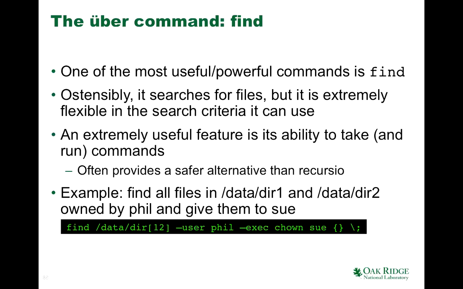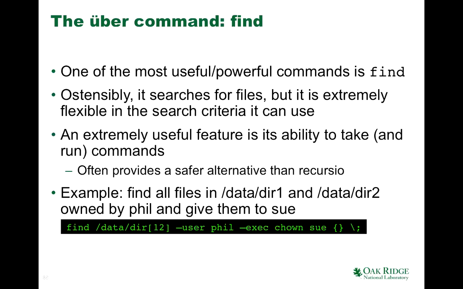So we have some directories, in this example a couple of directories, /data/dir1 and /data/dir2. These contain many different files that may be owned by many, many different users. We want to take all of the ones that are owned by user Phil and give them to the user named Sue. Maybe Phil changed work groups and Sue replaced him, so we need to change those files over. It can be very tedious to try to find them one by one. We don't want to use a recursive operation because people other than Phil and Sue have files in these directories and we don't want to affect those.